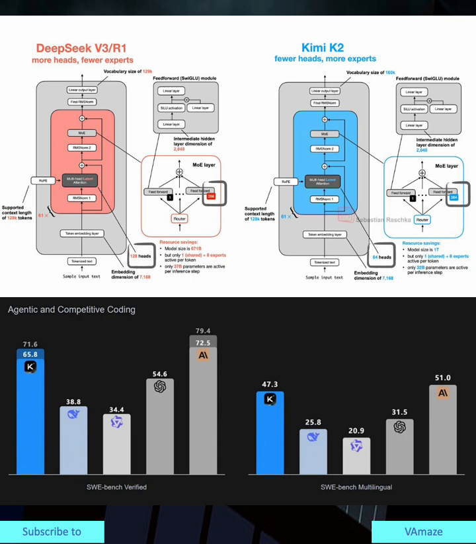Kimi K2, the expert-heavy approach. Philosophy: fewer heads, more experts. Kimi K2 takes the opposite approach, concentrating on a sophisticated expert system while maintaining focused attention mechanisms. Key architectural features: focused vocabulary. Vocabulary size 160K tokens, optimized for specific use cases. Carefully curated for maximum relevance and efficiency. Reduces computational overhead while maintaining coverage.